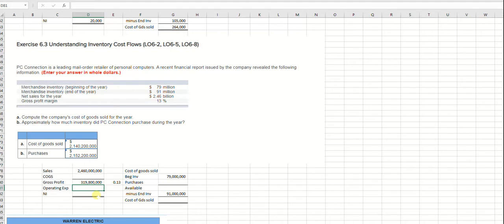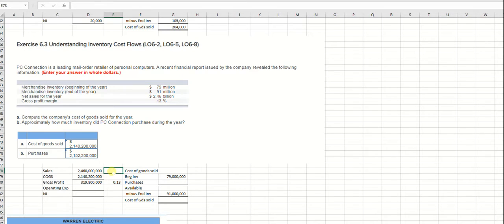Okay, so the question asks for cost of goods sold and purchases. So in this particular problem, I don't need my operating expenses or net income because they don't ask for those. So basically what I want to know is I want cost of goods sold and purchases. So I want this number and I want this number, okay? Well, there's actually 2 ways I can get this number. I can get the 13%, and then I can back into cost of goods sold, or I could do it this way.